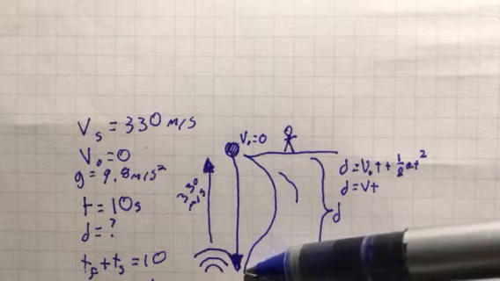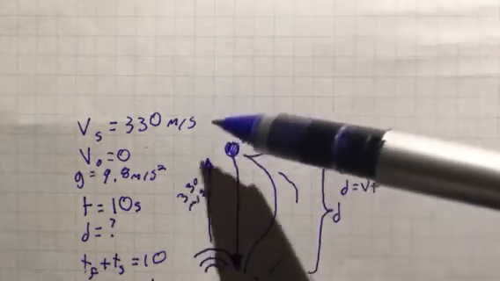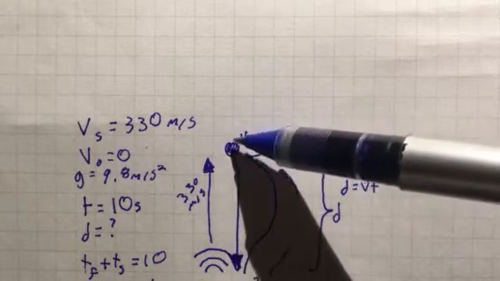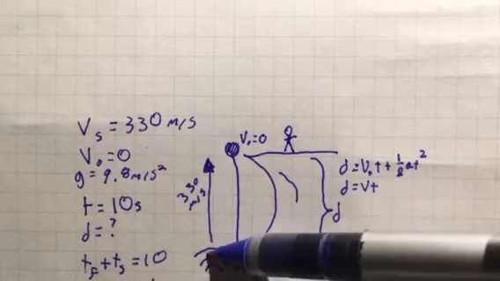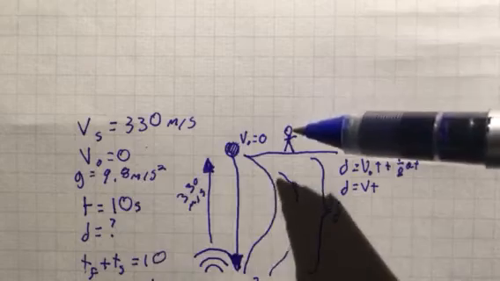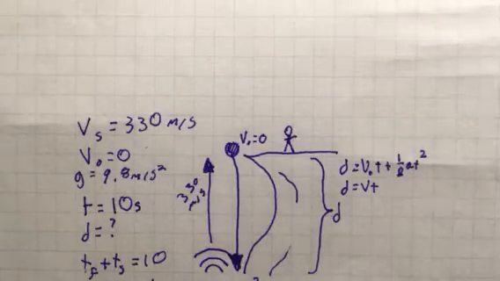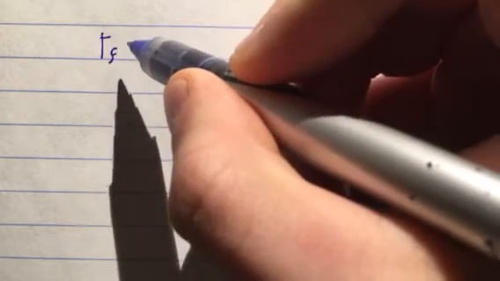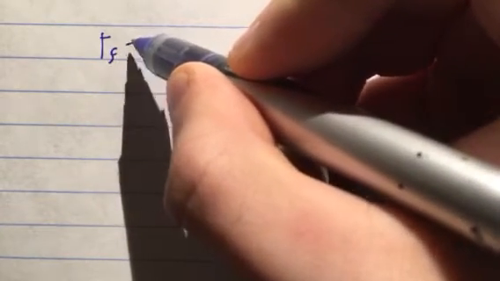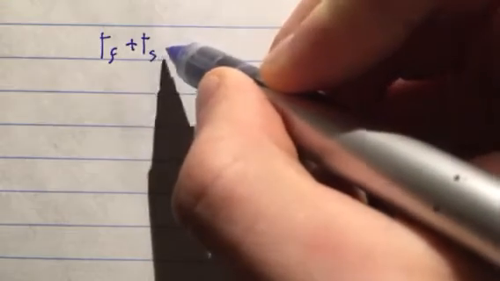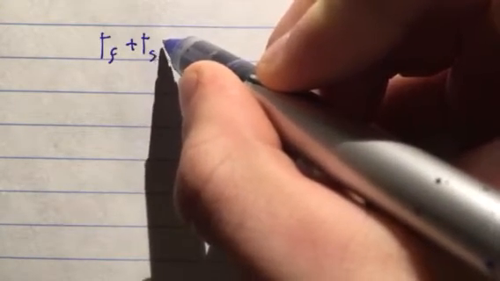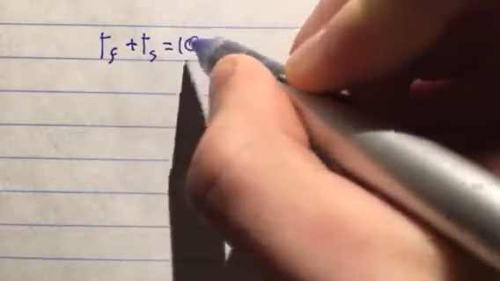Now, don't confuse this as meaning that it takes 10 seconds for the rock to fall down. That would be a really easy problem to solve. Unfortunately, that's for the entire system to happen. It's taking 10 seconds for it to fall and then also for the sound to reach him. So, how do we set something like that up? Well, we would set it up as TF, the time for the falling rock, plus TS, the time for the sound to reach the person, equals 10. So the entire system is 10, and I think that follows pretty reasonably.